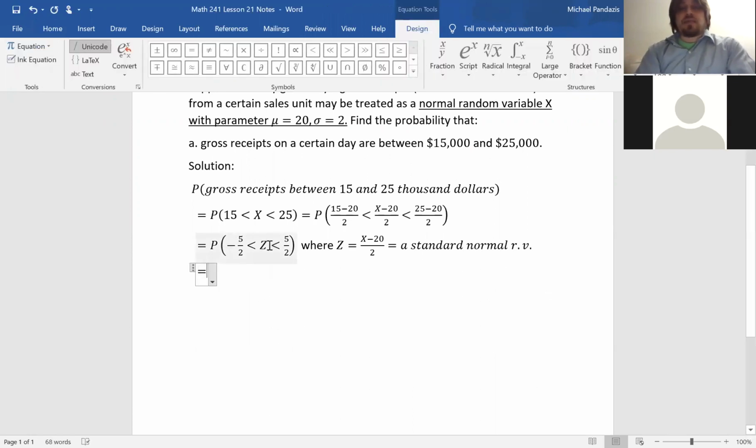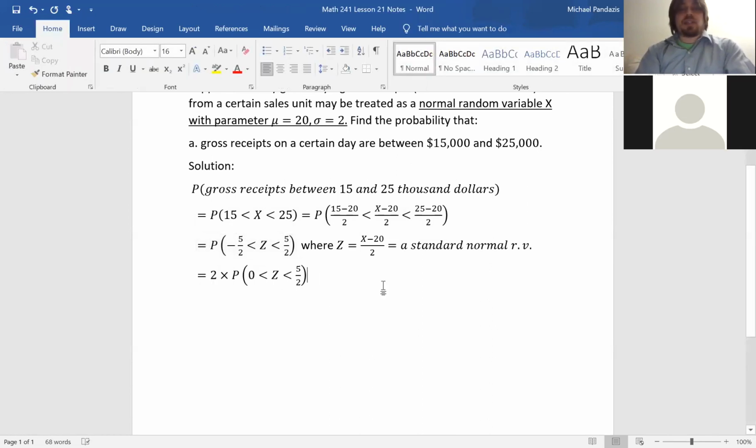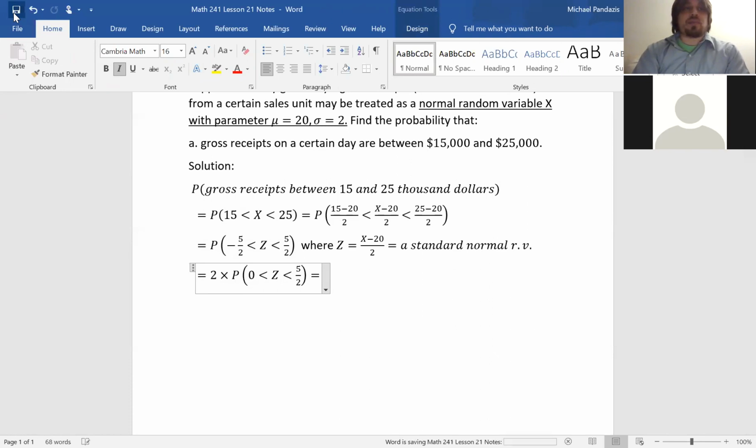Now we want to find the probability of a standard normal random variable between these two values. We apply the symmetry of this probability, so this is equal to the probability that 0 is less than Z less than 5/2, plus that same probability. So it's two times that probability, because if you take the center point, 0, and flip the negative 5/2 to 0, you have a sum of two of them. Then you can use the table to find this probability and multiply it by 2. And that's the problem solved.